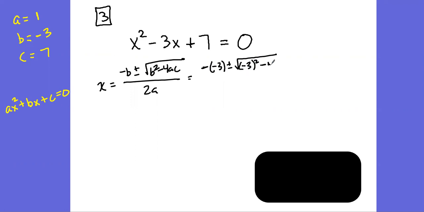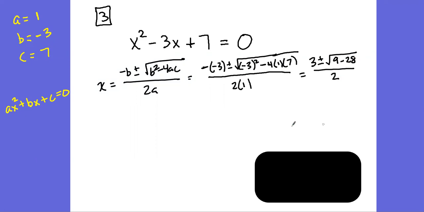Minus 4. A is 1. And our c value was 7. And that's all over 2 times a, or 2 times 1. Opposite of -3 is +3. 3 plus or minus, -3 squared is 9. 4 and 7 and 1 multiplied together would be 28, so this will be -28 right here. 2 times 1 is 2.